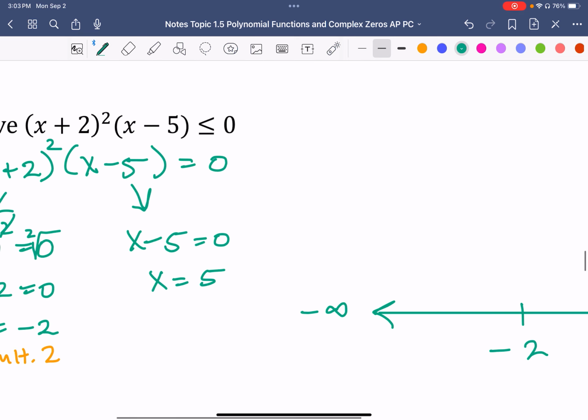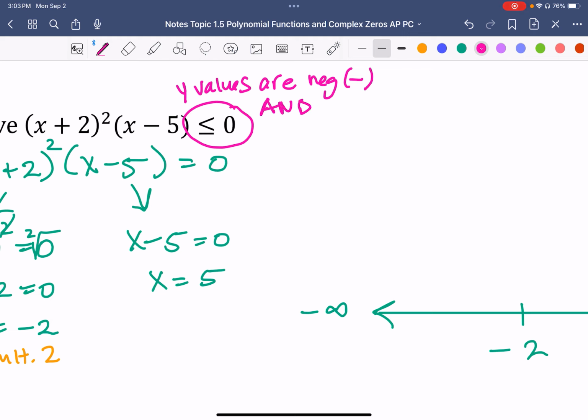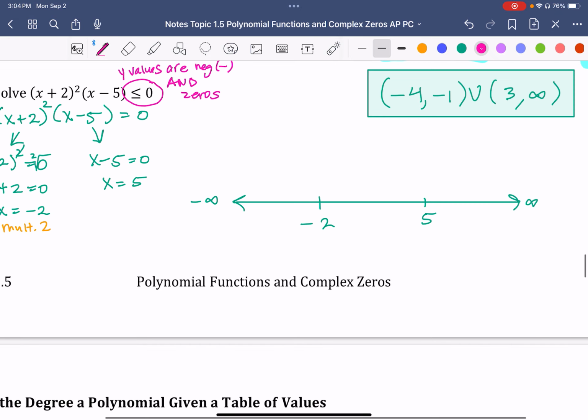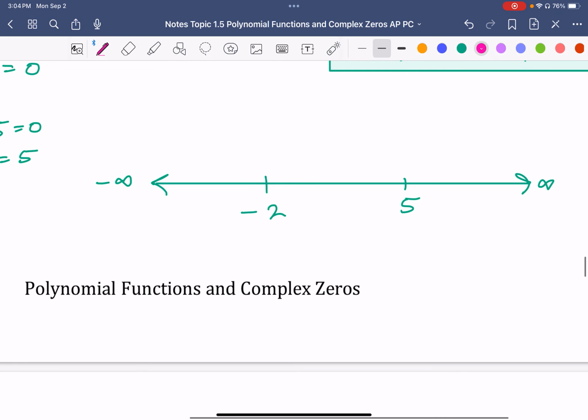Okay, now my inequality symbol is less than or equal to, so that means that my y values are negative, right? And I'm also going to include the zeros. So when you're including your zeros, what I would recommend is putting a closed circle on them, and that will serve as a visual reminder that you are actually including the zeros.